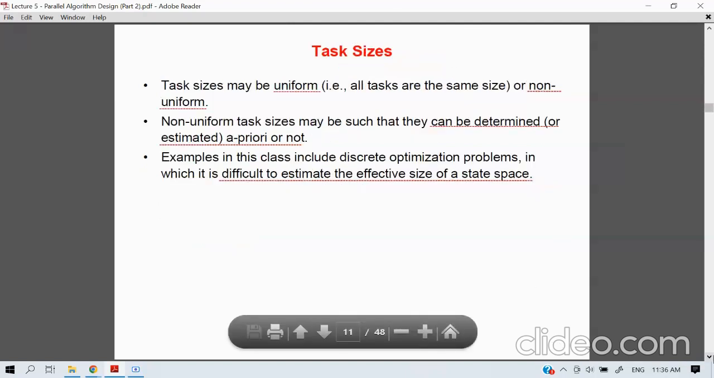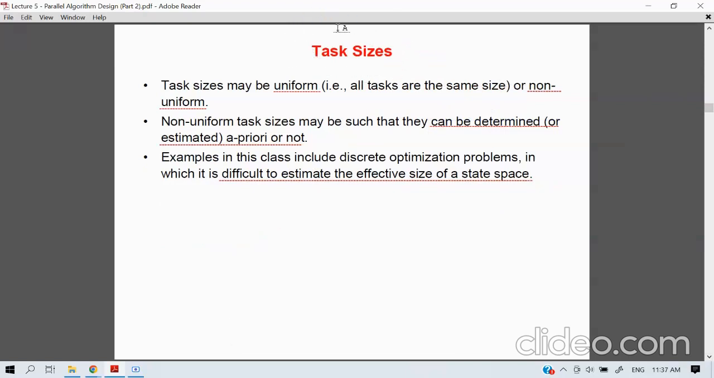So let's look at the next characteristic, which is called task size. We need to consider the size of the task before we decompose it. There are 2 types of sizes, uniform or non-uniform. If uniform, it means the sizes are all the same. Kalau non-uniform, the opposite of the same size lah. Non-uniform task sizes may be such that they can be determined or estimated at an earlier stage or not.